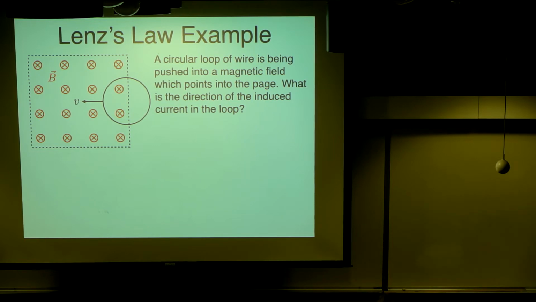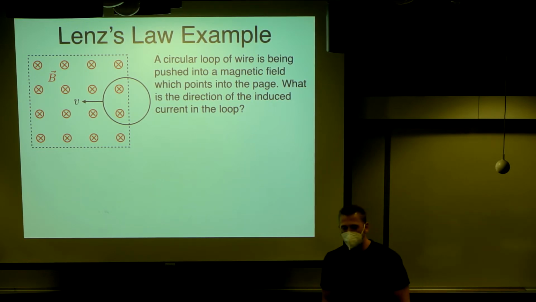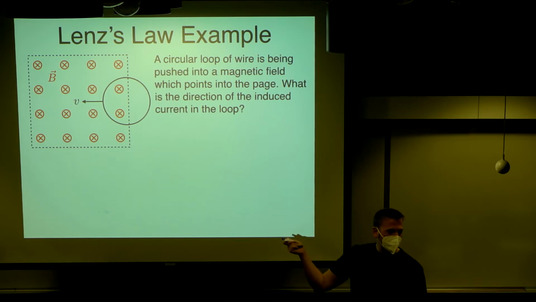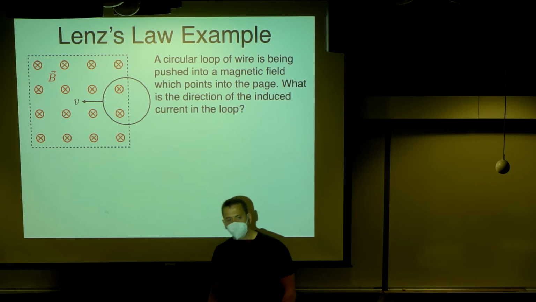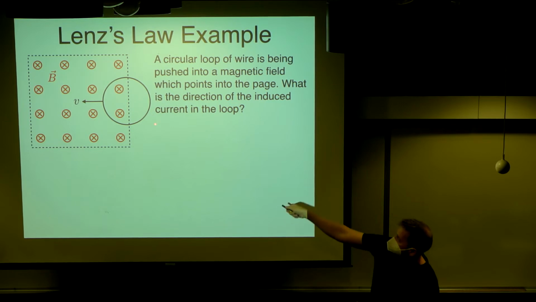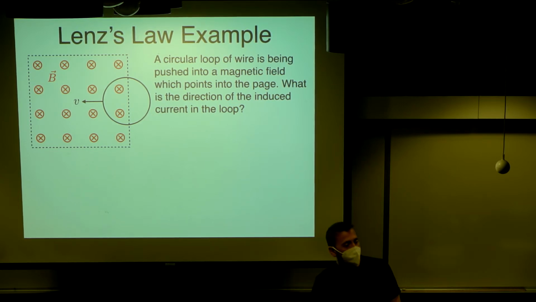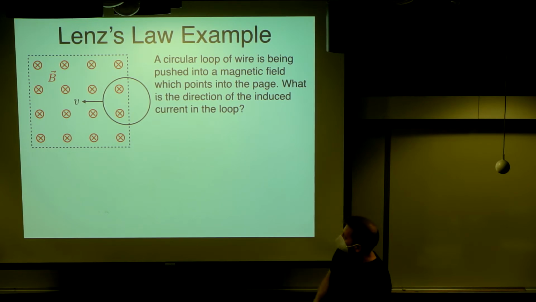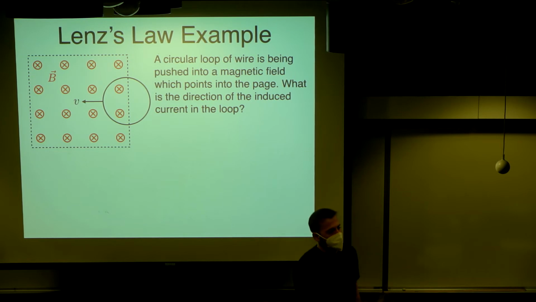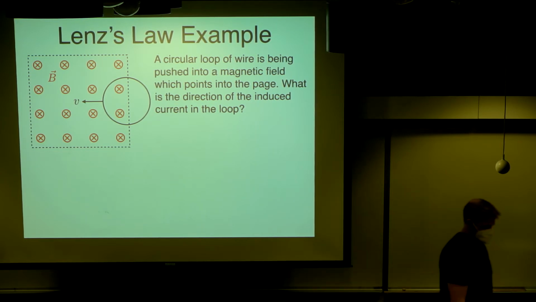So the question is, what would the induced current in the loop be? I hope you can see that this is an example where induction would be going on, because as we push this loop into our B field, the flux through that loop is changing, right? There's more field lines going through the loop as time goes on. Because we have a changing flux through the loop, we're going to induce some current to start flowing in that loop, as long as that change is happening. And it can really just be either clockwise or counterclockwise from our perspective, right? We have to figure out which one it is.